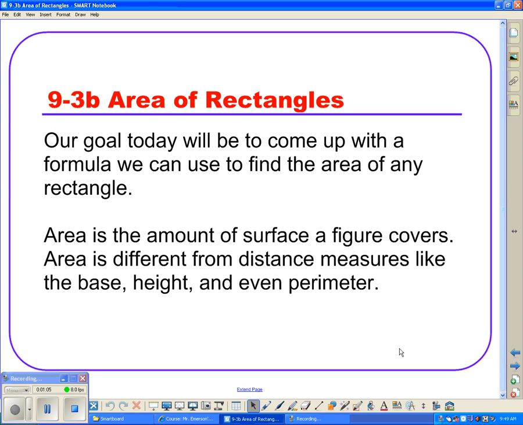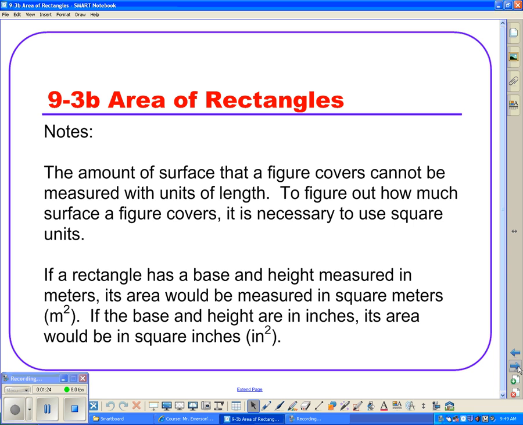Area is different from distance measures like the base, height, even perimeter. So we've talked about base, we've talked about height, we've talked about perimeter. Area is going to be different than those measures in a couple ways. This should be recorded in the notes section of your binder: the amount of surface that a figure covers cannot be measured with units of length. To figure out how much surface a figure covers, it's necessary to use square units.